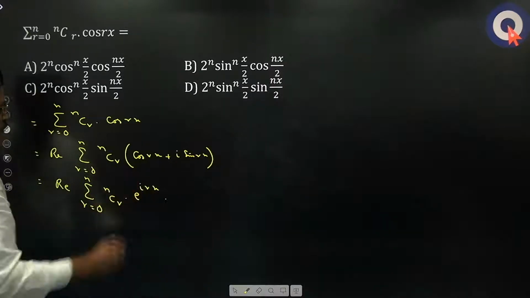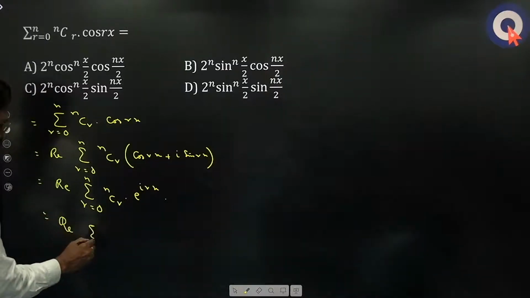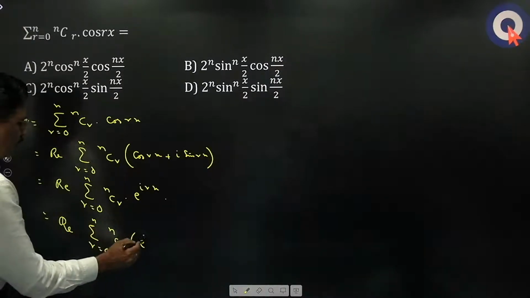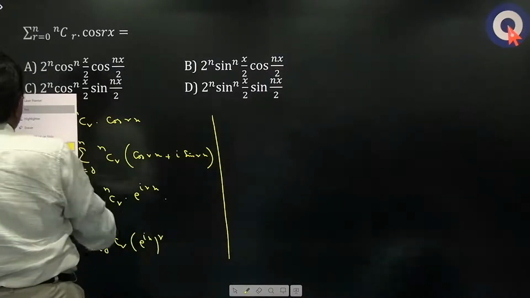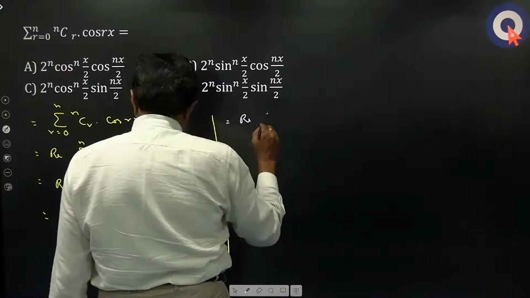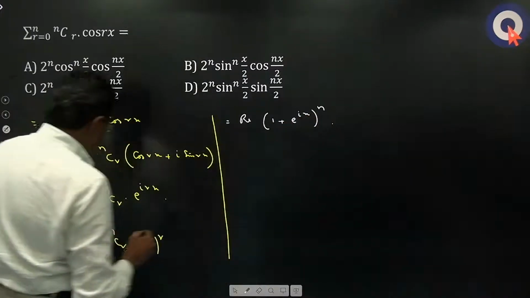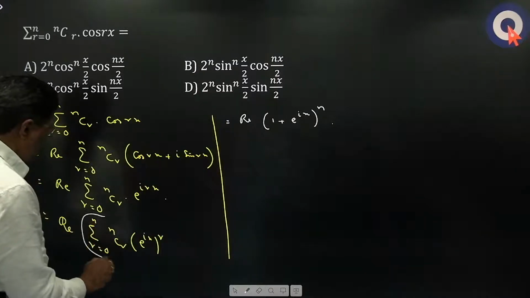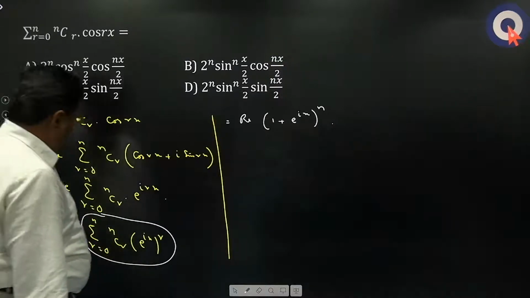i rx. So this is the real part of sigma r equals 0 to n nCr into (e^(ix)) whole power r, which is nothing but the real part of (1 plus e^(ix)) whole power n. Sigma nCr x to the power of r is (1 plus x) whole power n. So because of that, this becomes the expansion of (1 plus e^(ix)) whole power n.